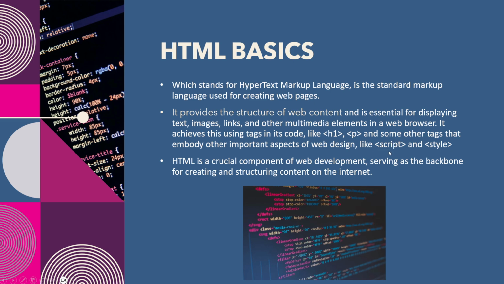So every time that you see this tag, it's going to represent a paragraph in the web page. Now, the tags script and style are used to write a script in the JavaScript language inside HTML, and style is used to write style code inside HTML by using CSS. HTML is a crucial component of web development, serving as the backbone for creating and structuring content on the internet. And these are two images. This image embodies what CSS is going to look like, and this one embodies how, for the most part, HTML is going to look like.